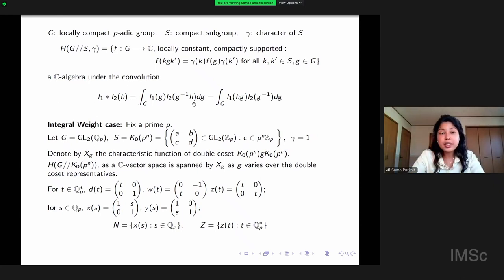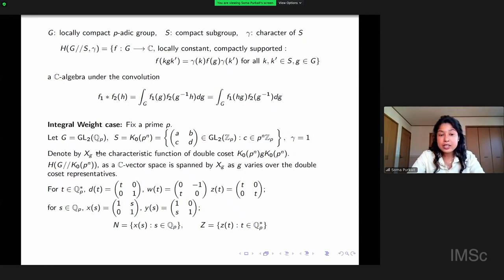So we want to study this algebra with respect to some S and gamma for different choices of S, gamma and G. Let me begin with what I call the integral weight case. Let's look at G equal to GL2(Q_p), fixing a prime p. S is K_0(p^n), so matrices of the form (A, B; C, D) in GL2(Z_p) with C in p^n Z_p. That's what corresponds to Gamma_0(p^n). And we take the character gamma to be just the identity character to start with.